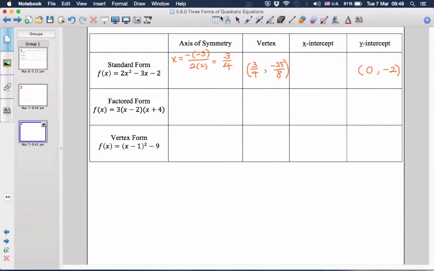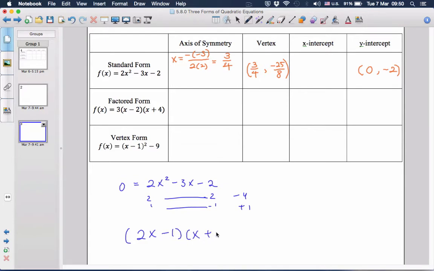Let's see, I think that's factorable. Let's go back and use our knowledge of quadratic algebra. What numbers are going to match up here? Okay, that's going to be -4, and that's going to be +1. So it'll be 2x minus 1 and x plus 2.